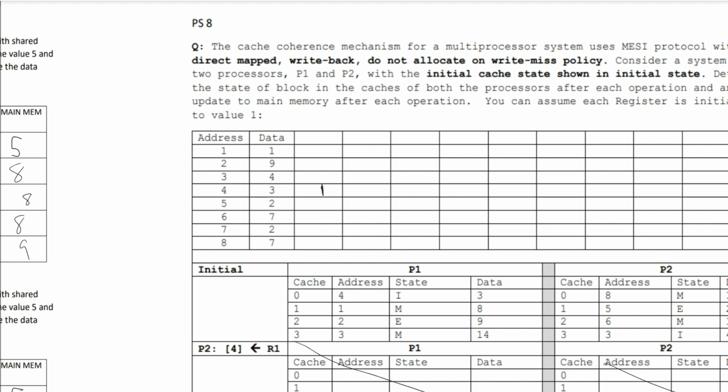And then second instruction, writing to address 8 on processor 1. It doesn't have it, so do not allocate on it, so we don't have to read it. But processor 2 does have it, and it's modified. So we have to flush it.